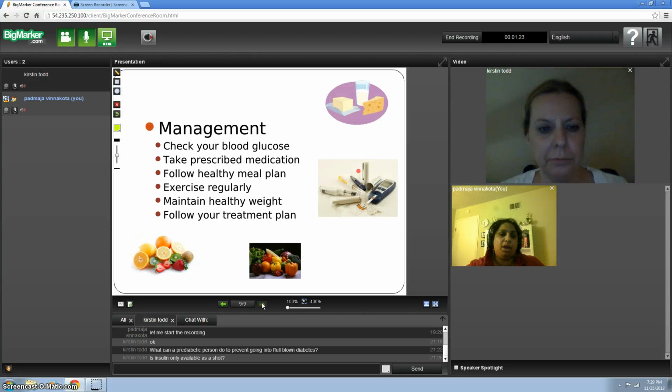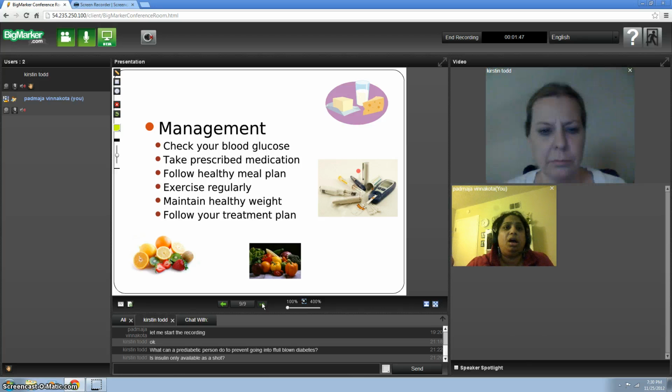So how do we manage diabetes? Diabetes, basically, you manage by regularly checking your blood glucose levels, taking prescribed medications properly, following a healthy meal plan, and exercising regularly. If you are overweight, to maintain a healthy weight is a very good idea. It's very helpful for managing your diabetes, and following a treatment plan according to what has been given to you, to the T, as much as you can.